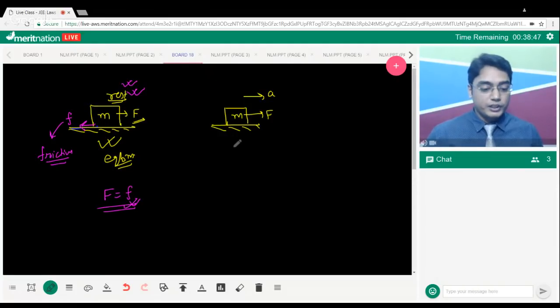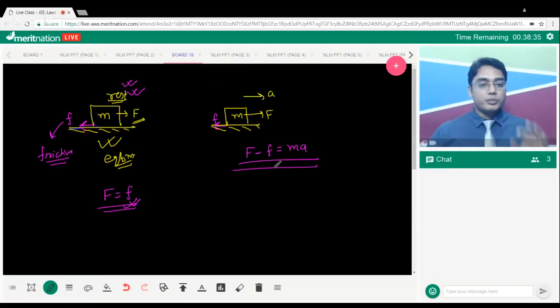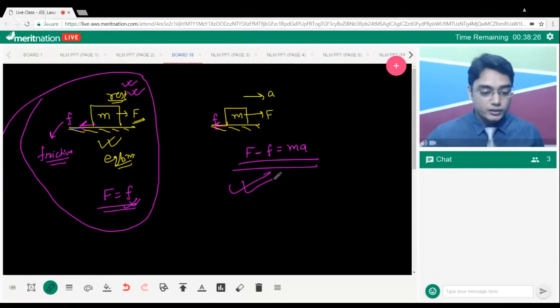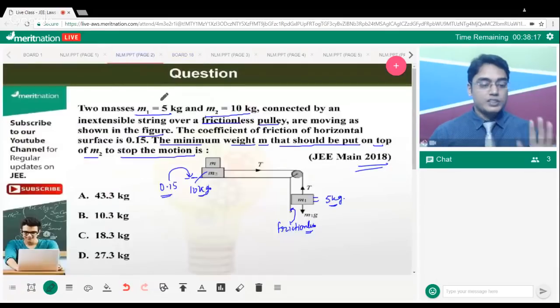But here we'll use the concept that, since this thing is moving now, there is kinetic friction f. So while writing the equation, we'll write F minus f is equal to ma, right? So guys, basically in Newton's law of motion, you can expect questions based on this concept, mostly on this concept, and sometimes you may get questions based on the other concept, right? So by understanding this, let's move on to that question part and see how to solve it.